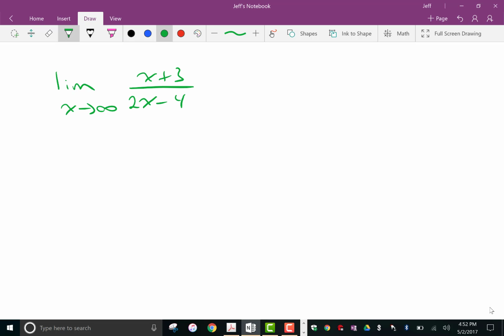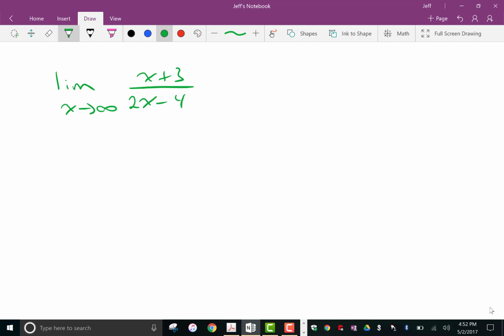(2x - 4), then we know that as x gets really big, this is a rational expression, and the degree of the top is the same as the degree of the bottom. So back in pre-calculus, we learned that the limit would approach the ratio of the coefficients, so it would be 1 divided by 2.